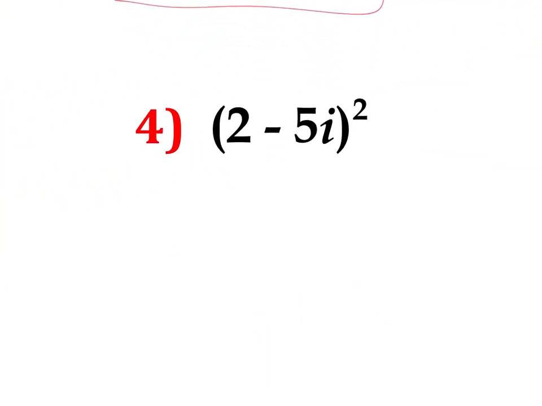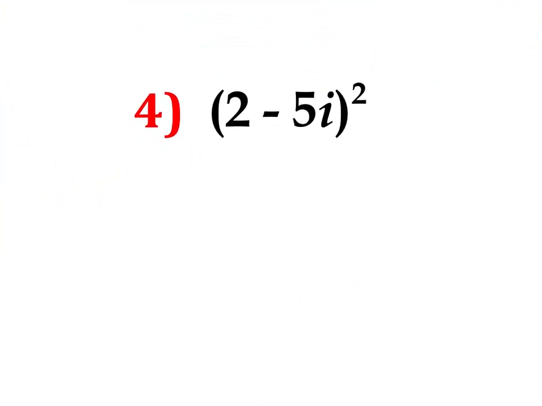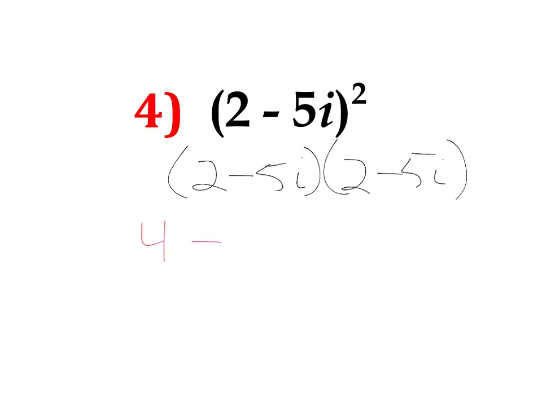Number 4, 2 minus 5i. That's really 2 minus 5i times another 2 minus 5i. Again, we would distribute or FOIL this thing out. We get 4 minus 10i minus 10i again, plus 25i squared.